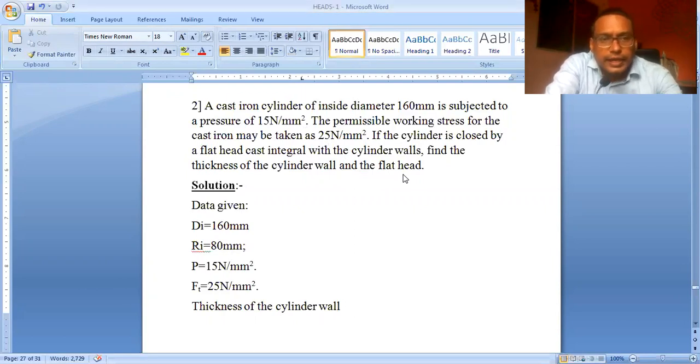The inside diameter that is given is 160, pressure 15. It is subjected to a pressure of, this is the design pressure. This is the design pressure. Ft, that is the stress, 25 Newton per millimeter square.